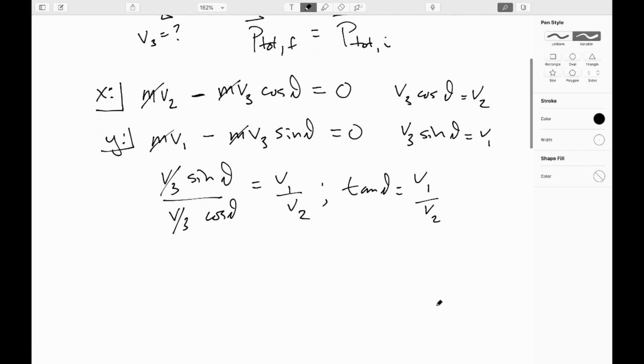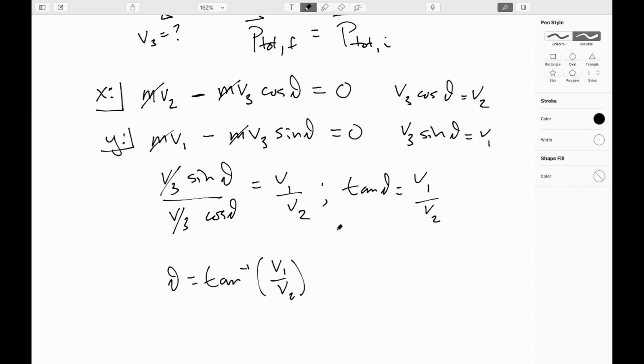So then to get theta all by itself, we'll have to take the arctangent of both sides. So theta will be the arctangent of V1 over V2. And before we go any further, we should just ask ourselves, do the units make sense? Well, the numerator inside the arctangent is meters per second. The denominator inside the arctangent is meters per second. All of that will cancel to leave us something without units, which is what you need if you are stuck inside an inverse trigonometric function.